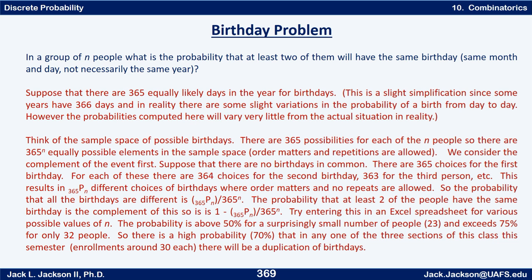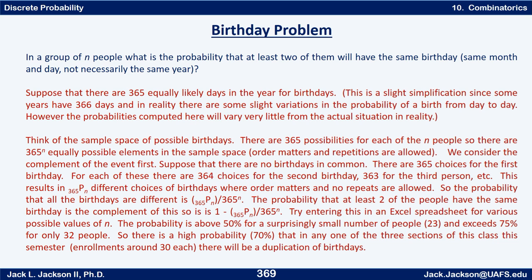And we're going to simplify this slightly. So suppose there are 365 equally likely days in the year for birthdays. And it's a simplification because some years have 366, 1 out of every 4 have an extra day. And in reality, not every day is equally likely. There are some slight variations in probability of a birth from day to day. But the probabilities we compute here will vary very little from the actual situation in reality. So at least this will be a pretty good approximation.